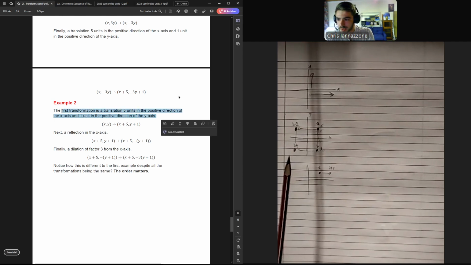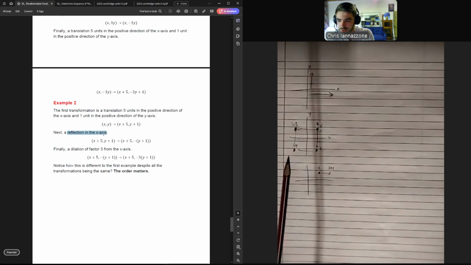In example 2, we had translations first. So it was a 5 in the positive x, 1 in the positive y. So you go from your initial point xy up until x plus 5, y plus 1. Now here's where it gets interesting. When you apply a reflection in the x-axis, you're still putting a negative sign on the y, but that's not strictly what you're actually doing. You're putting a negative sign on the y spot. So this whole thing is the y coordinate. You're putting a negative sign on that, not just the thing that says y. It's an important distinction to make there.